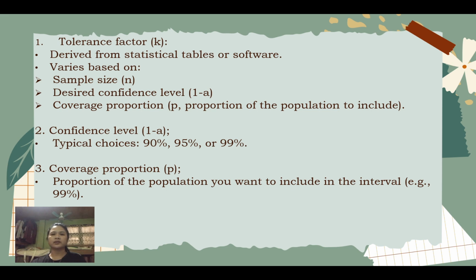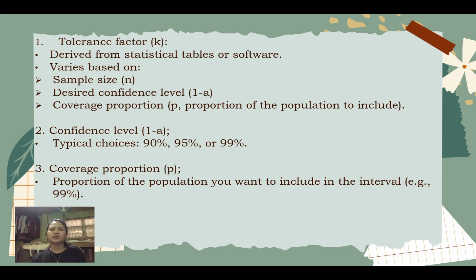The first one is the tolerance factor, which is derived from statistical tables or software, and it varies based on the sample size, the desired confidence level, and coverage proportion. The second one is the confidence level. These are typical choices like 90%, 95%, or 99%. The third one is the coverage proportion. It means the proportion of the population you want to include in the interval, for example, 99%.